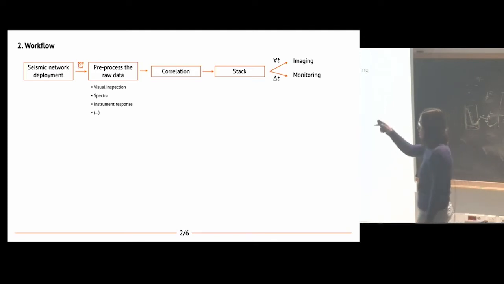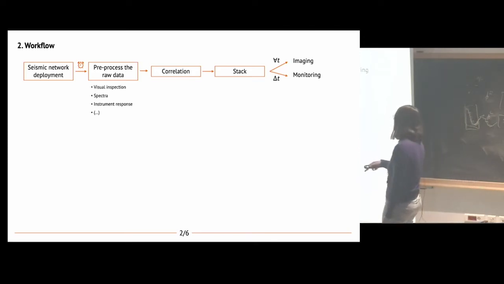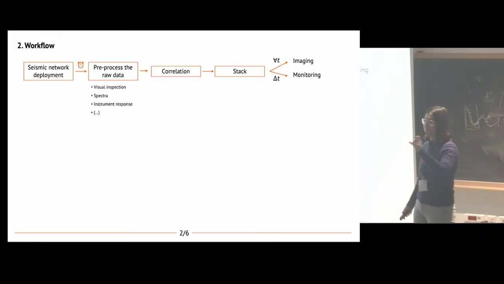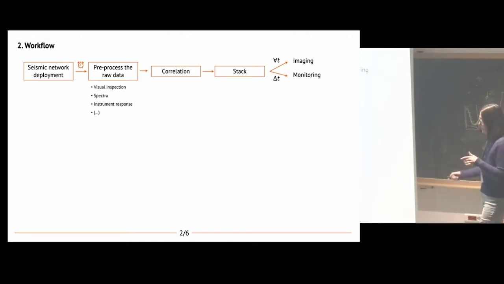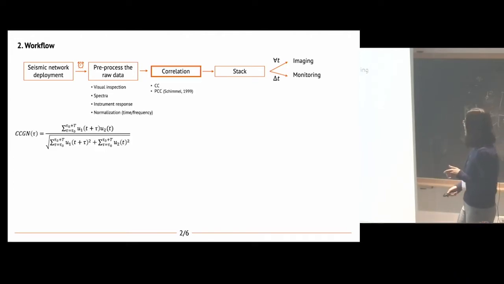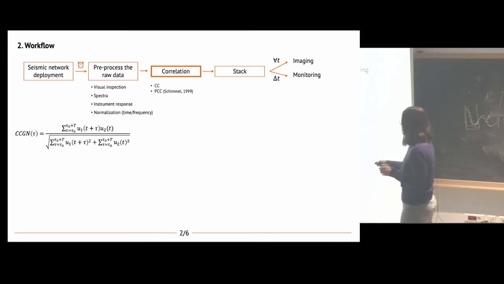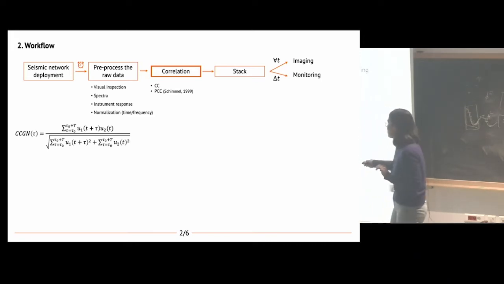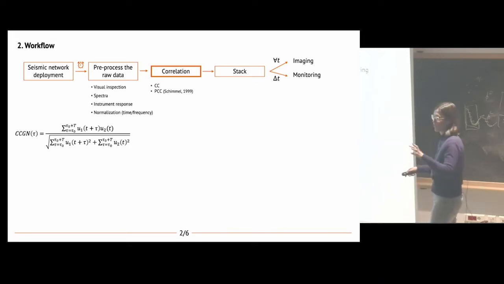Then we correlate the seismic noise recordings that we have. Then we stack. For imaging purposes, normally we just stack all the data that we have. And then for monitoring at delta t, we stack during 3 days, 5 days, 1 week of data, depending on the goals of our study and the quality of the data. So this is the normal, classical correlation that we apply. Here is just a geometric normalization, but you can normalize as usual, just 1 divided by 2, and that's it.